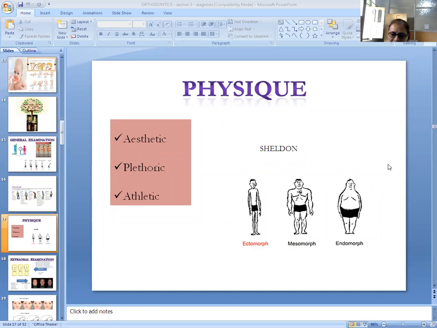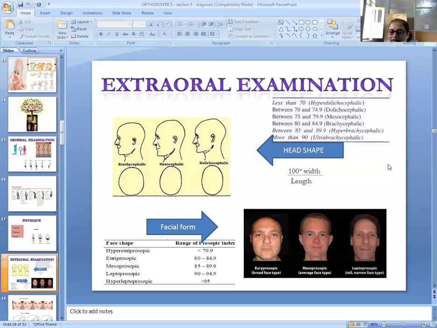Then, coming to the extraoral examination, first we have seen examination of the head. There is something called the cephalic index. What is a cephalic index? It is the measurement or index of head shape. That means length and width. According to the length and width, the head is divided into brachycephalic, mesocephalic, and dolichocephalic. Dolichocephalic is a long and narrow head, that means length is more than the width. Mesocephalic is equal width and length, and brachycephalic is width more than the length.